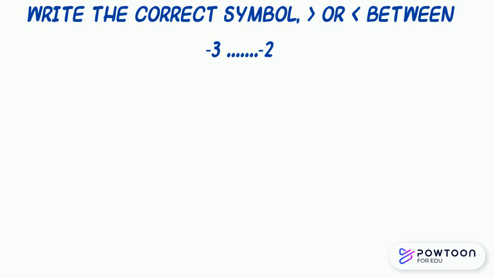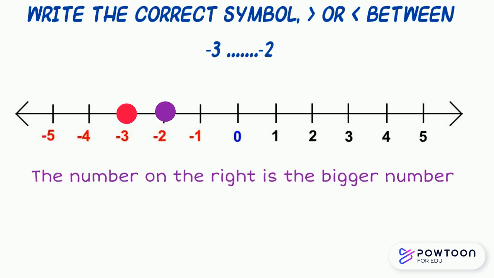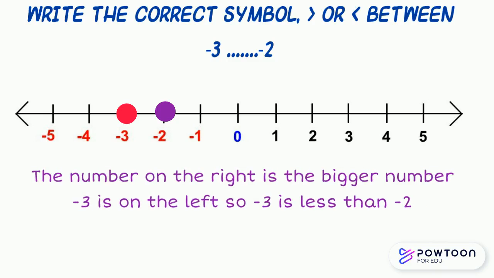Last example of this video, we're going to put the correct symbol, greater than or less than, between the numbers -3 and -2. So again, we're going to start by just drawing and plotting the points on a number line. The number on the right is the bigger number, so looking at it, -3 is on the left, so -3 is less than -2. So use the correct symbol in the blank.